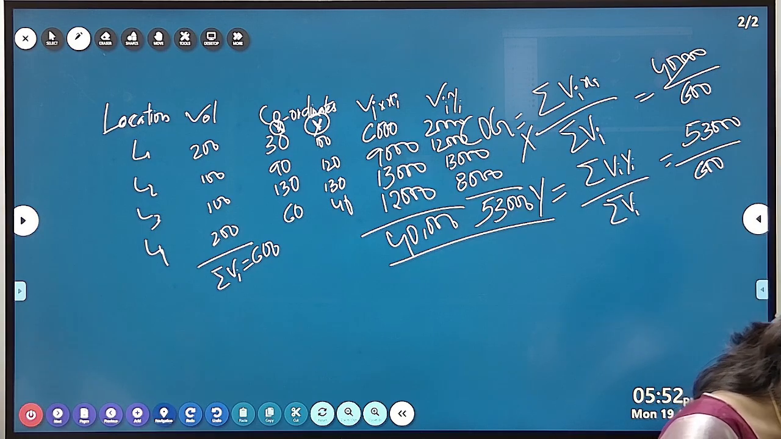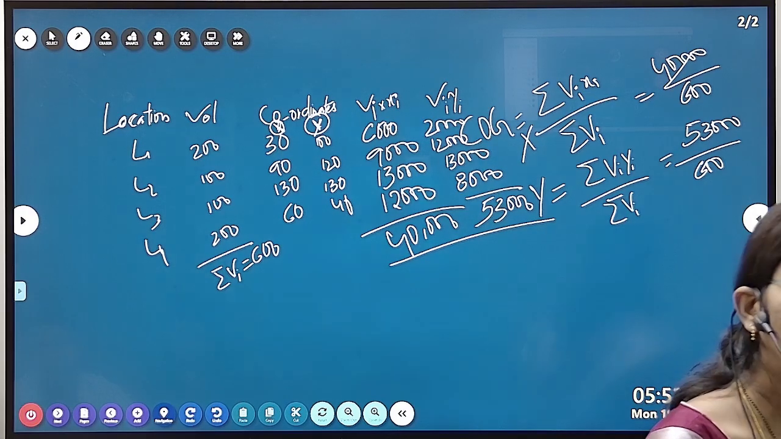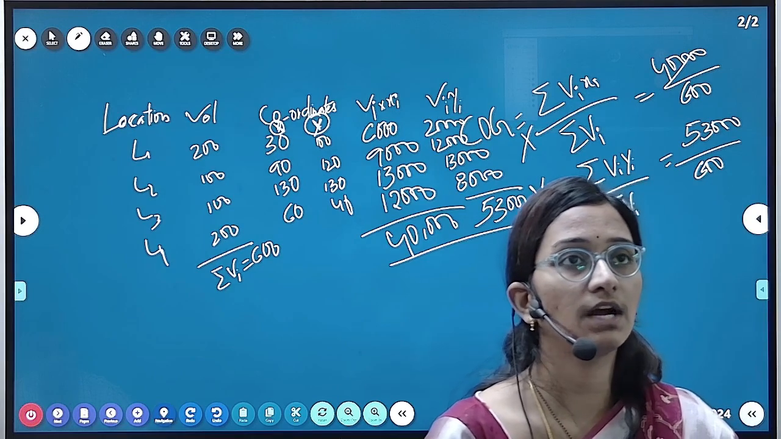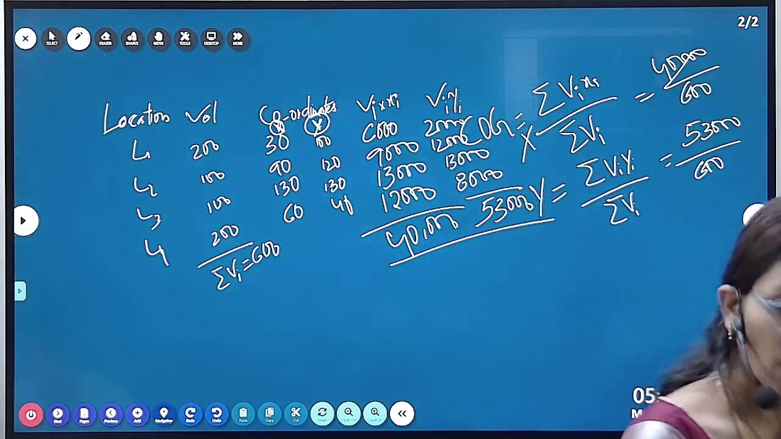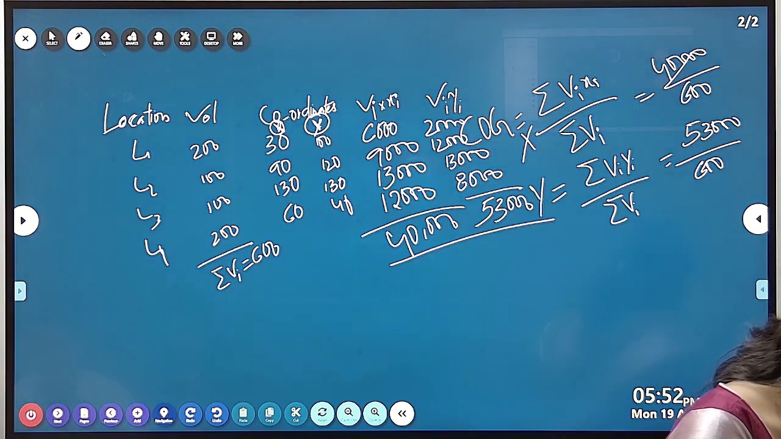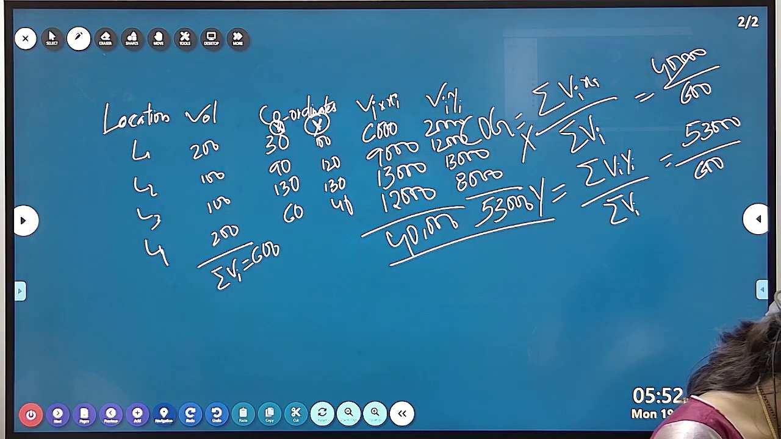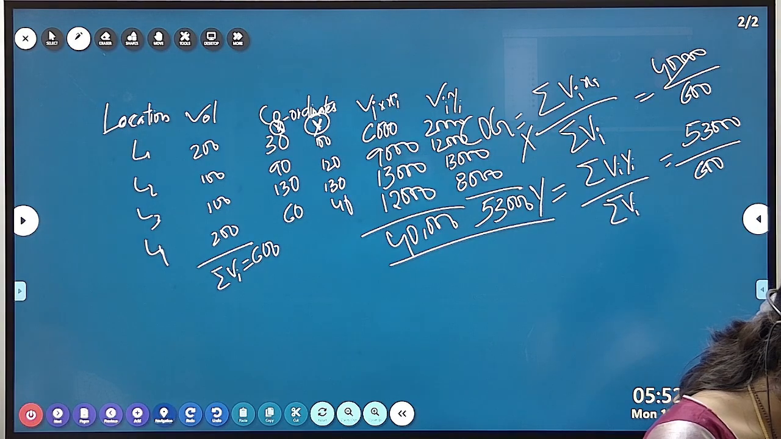So, good plant layout objectives. I will just go through them, but ask me if there is anything you don't understand. Okay? Online? Offline? Okay. Good plant layout objectives. What are the objectives of a good plant layout?